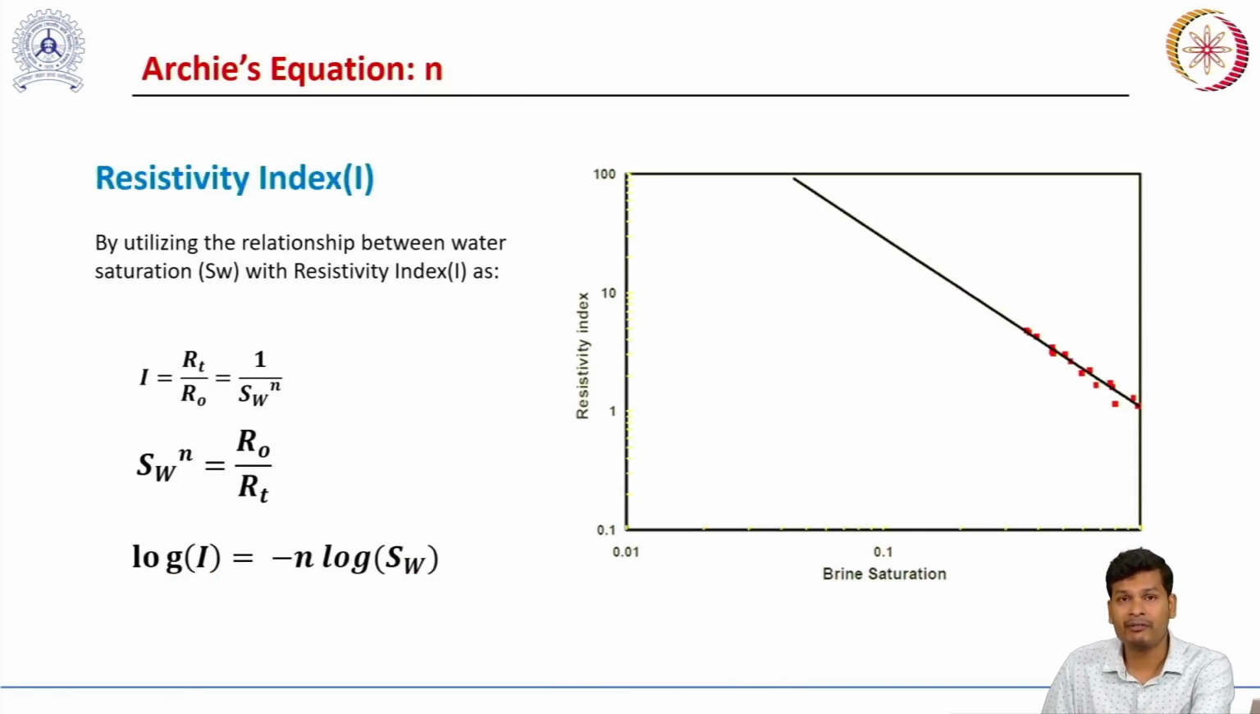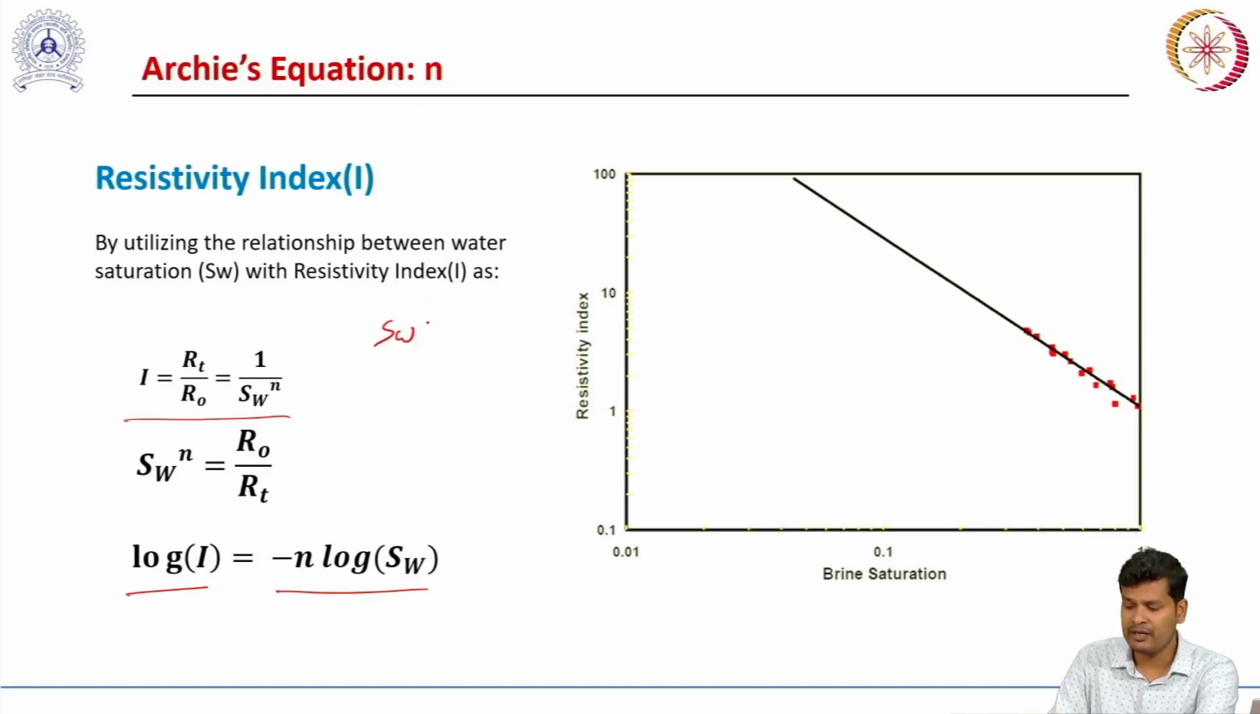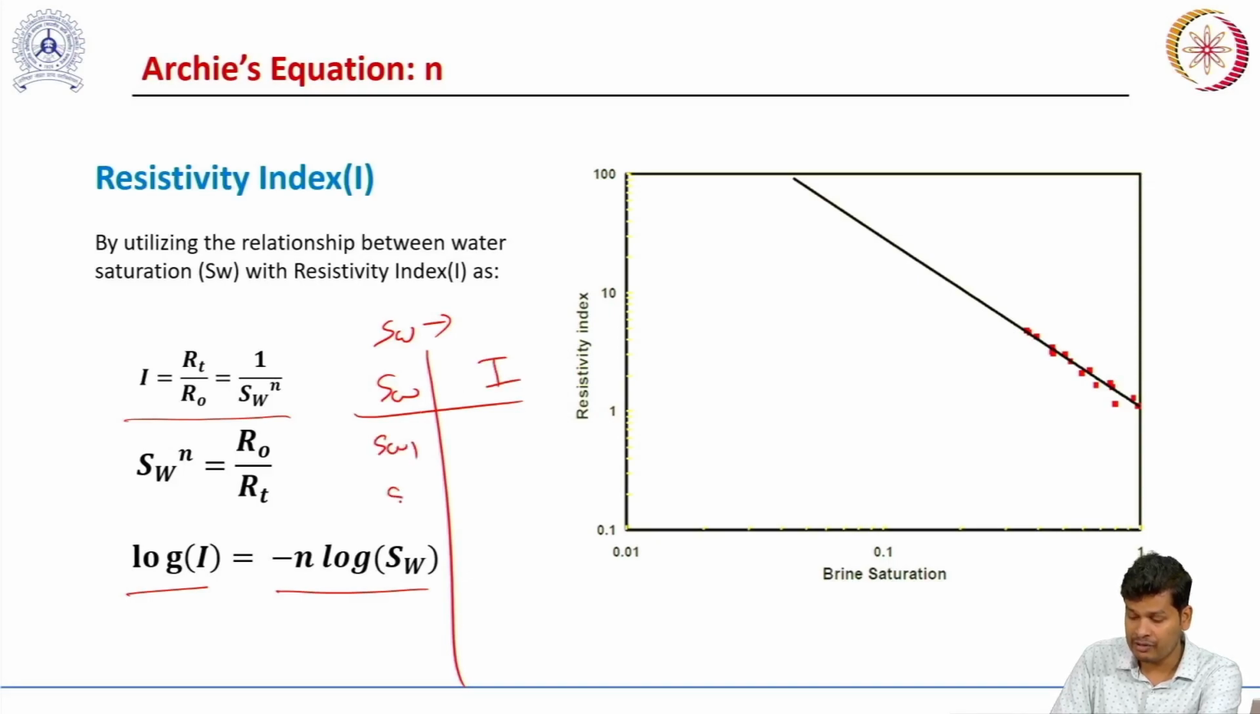Similarly, you can also calculate the saturation exponent using the resistivity index equation. For example, if I take a log of that, it will become log of I is equal to minus n log of Sw. So you will again have a straight line with a slope of minus n. So you can take a different number of core samples. You can vary them on the basis of water saturation. That means at different water saturations, you can calculate the value of I. So for different water saturations, calculate the value of I and plot.